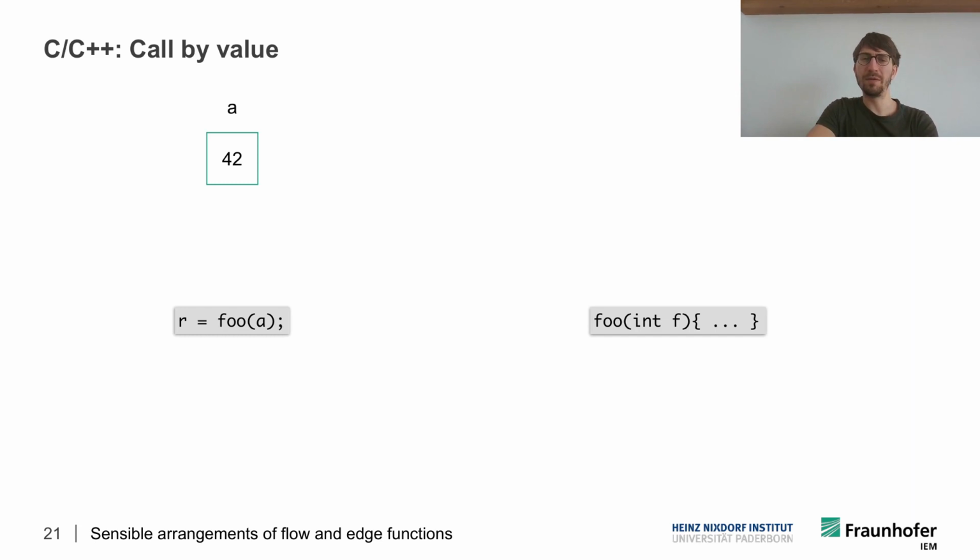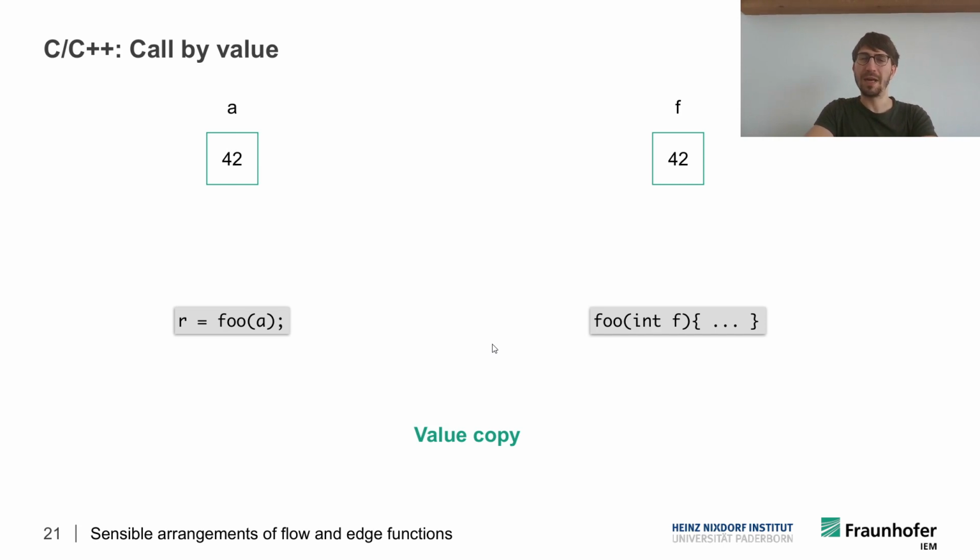So what happens when we call the function foo? The value that is inside of a is copied to f. In machine code, this will either be some stack memory allocated for the parameter f, or the parameter is passed in a register, depending on the calling convention and also the number of arguments. But those details are not so much of concern at this point. So again, the value is copied.